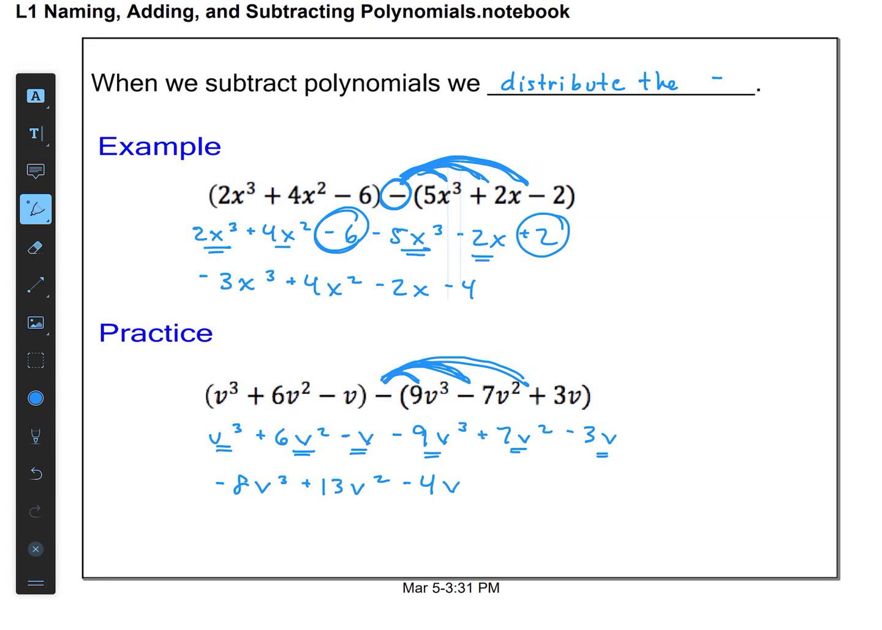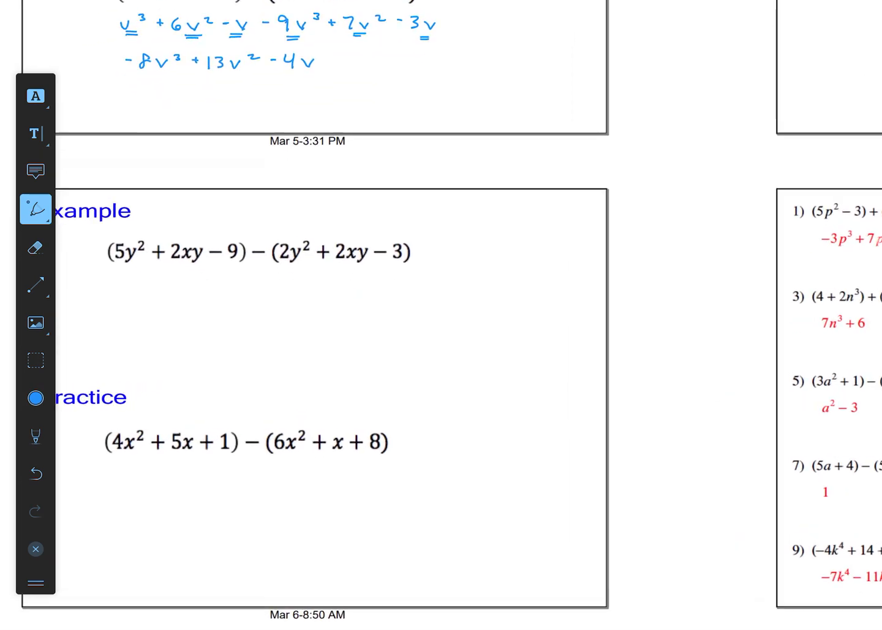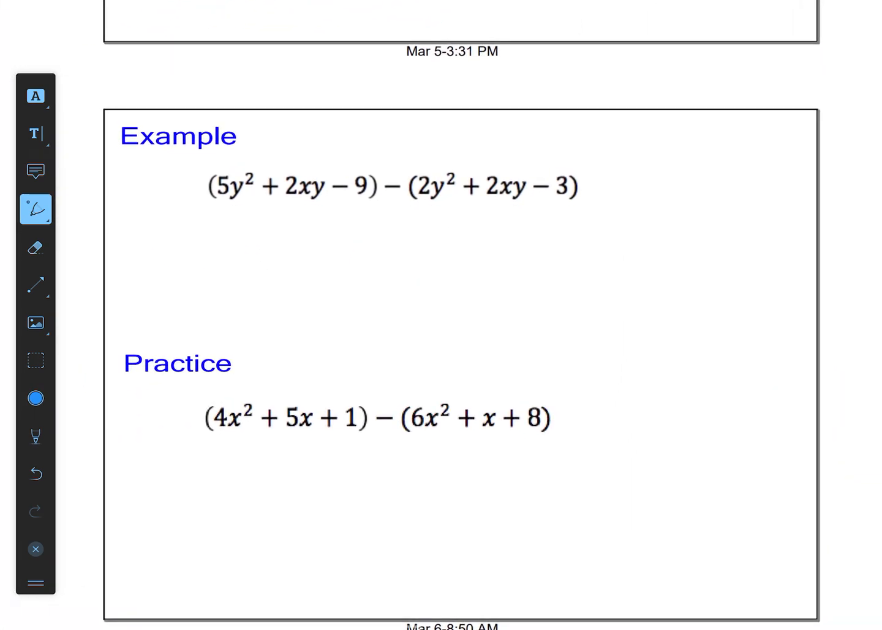Okay, if you feel like you're comfortable with this, you can try these next two out on your own. I'm going to show you one more, and then you'll do the next practice one on your own. So I'm going to take this negative, distribute it in. Here it looks like we have more variables going on, but that's fine. We're still going to combine like terms in the end. So I get 5y squared plus 2xy minus 9 minus 2y squared. Negative and positive gives me a negative 2xy. Minus a negative, distribute that, it becomes a plus 3.